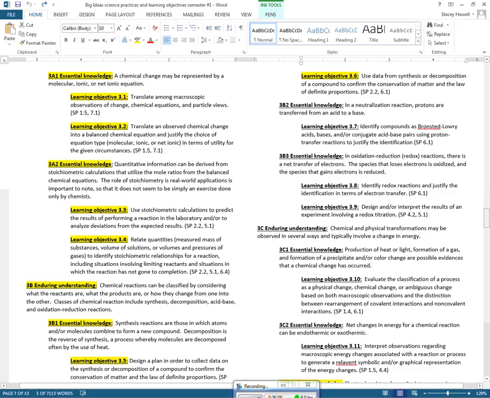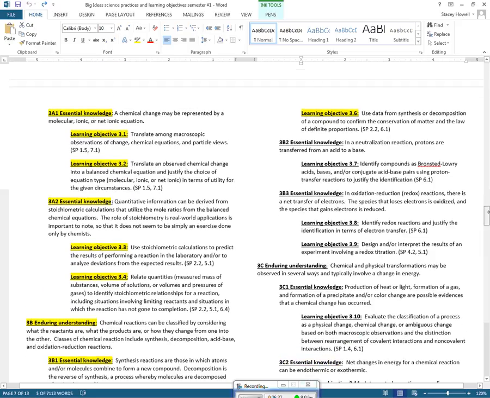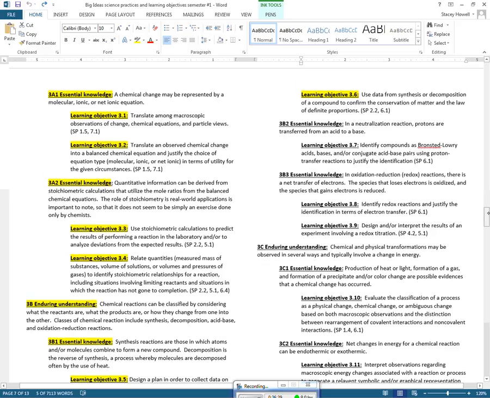Be able to do stoichiometry like our quiz today. Be able to relate volumes and figure out what is limiting, what am I going to run out of, what am I going to have too much of. Be able to collect data on a decomposition or synthesis reaction. Then use data from a synthesis or decomposition reaction to confirm conservation of mass. Then we get to things that we have not covered yet.